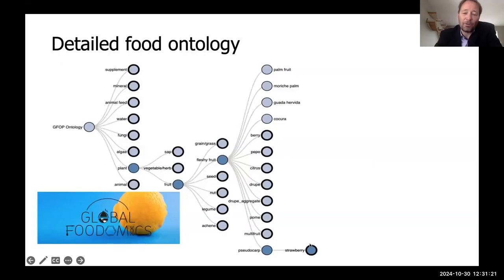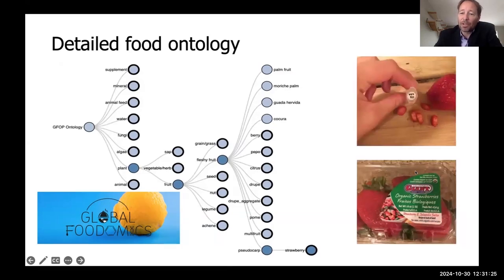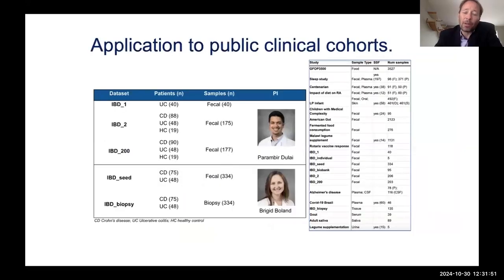But if I would have taken a strawberry, for example, I would have classified this as a berry, but a strawberry is actually a pseudocarp. And so if you did not know this, you would have classified it incorrectly. And so we've spent a lot of time, probably more than 2,000 person hours, on curating this particular ontology so it can be reused. And so now we apply this reference resource that we've created.